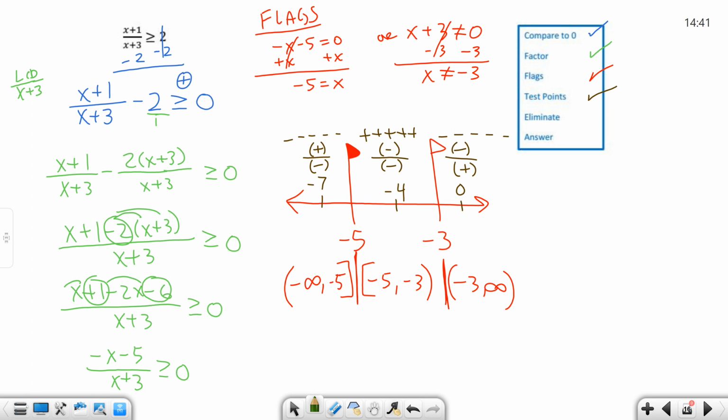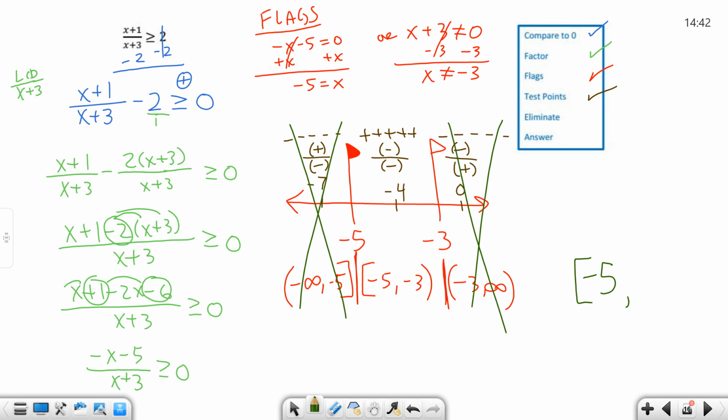And I was looking for positive, so I get rid of my negative. I keep this positive here, and then I get rid of this negative right here. And I am simply left with -5 with a bracket, comma, -3 with a parenthesis. And that is all I'm left with there. So I eliminated what I didn't need and found my answer.